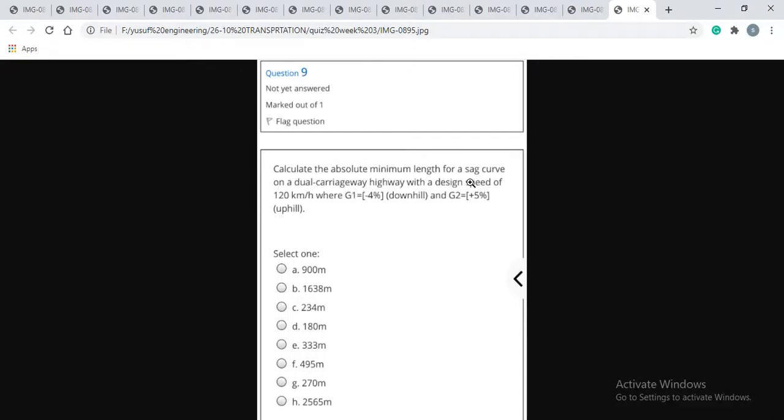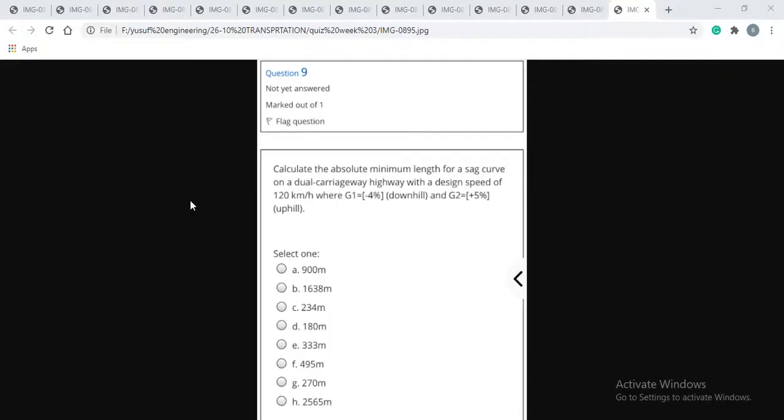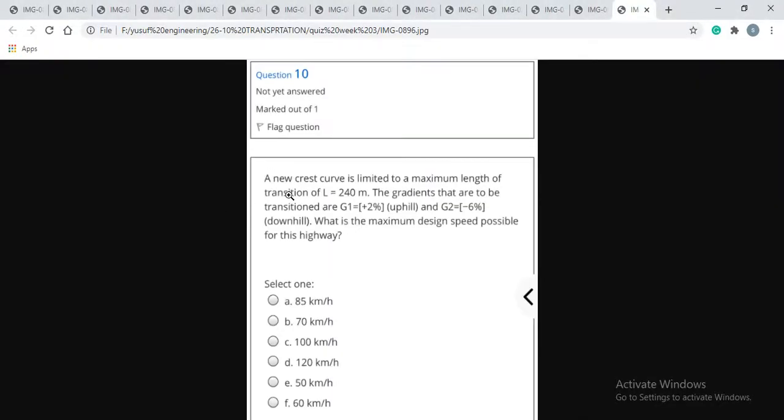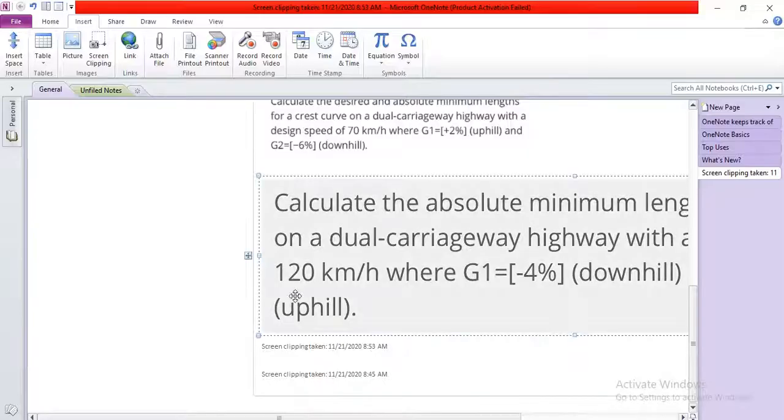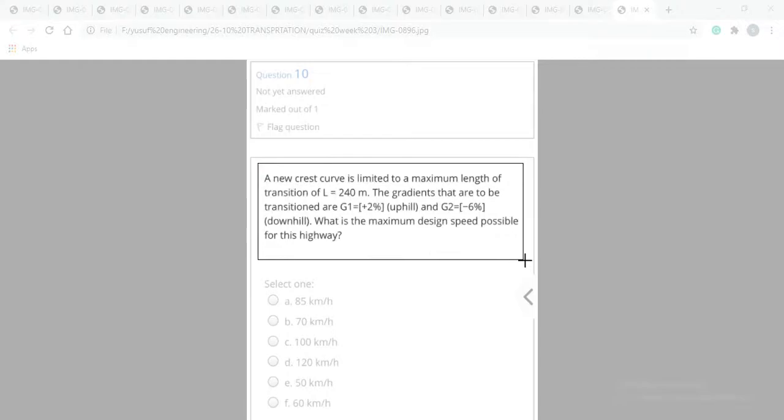Calculate the absolute minimum length for a sag curve. Again you can calculate. Question number 9 is repeated now. It is question number 10. A new crest curve is limited to a maximum length of this, with gradients as given. What is the minimum design speed possible for this highway? We have solved this kind of question, but this time it is a new crest curve.